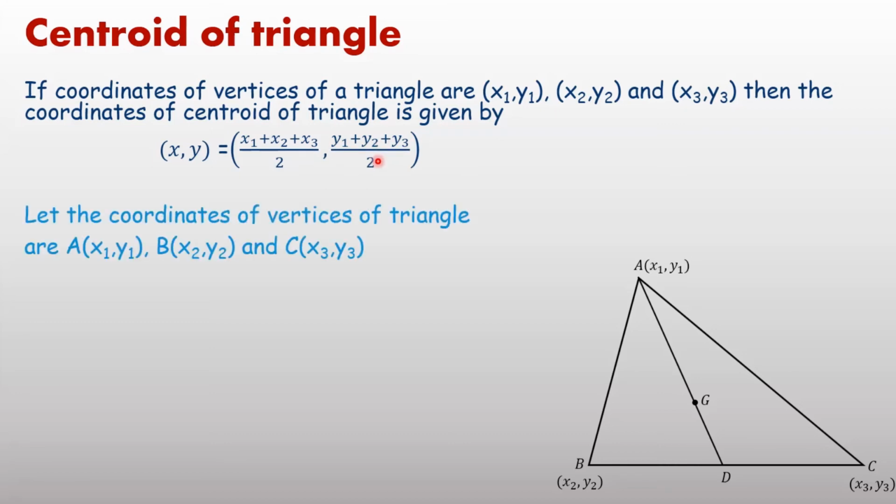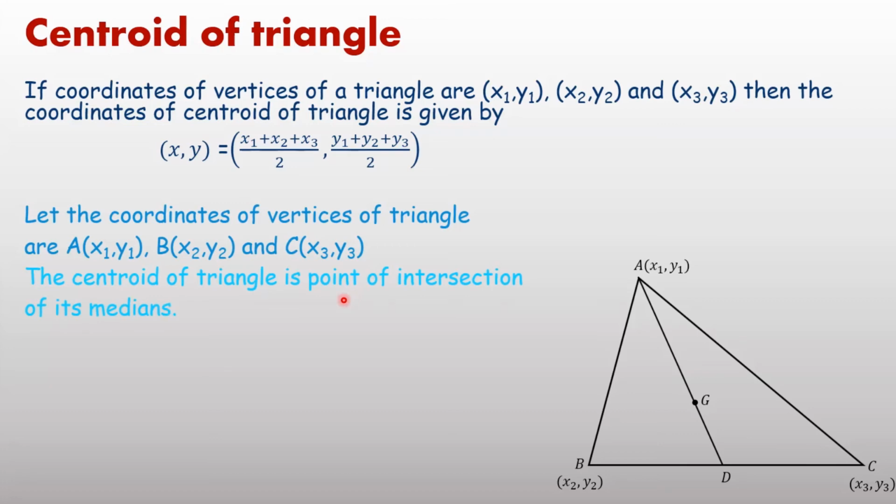Now for the proof. Since we have written the coordinates of ABC, the centroid means the point of intersection of its medians. Also, the second property of the median you know: if the centroid is given as G, it divides the median in the ratio 2:1. If the value of AG is 2, then GD is 1.